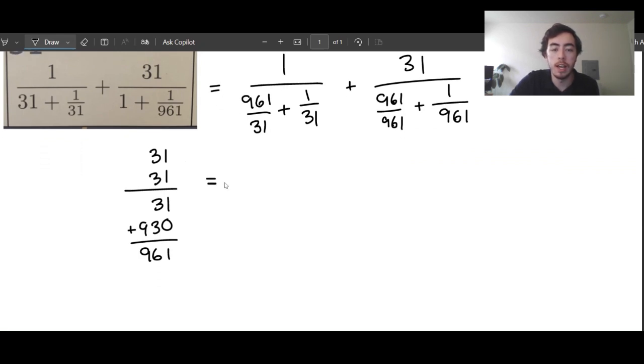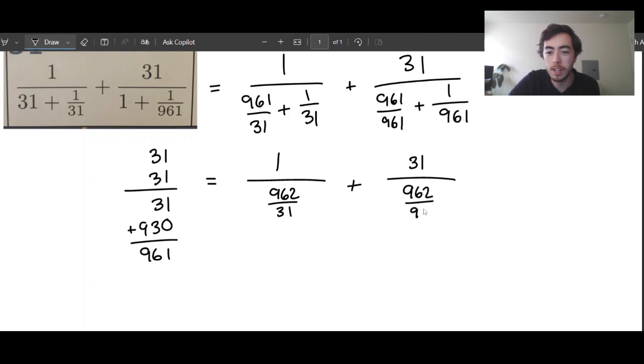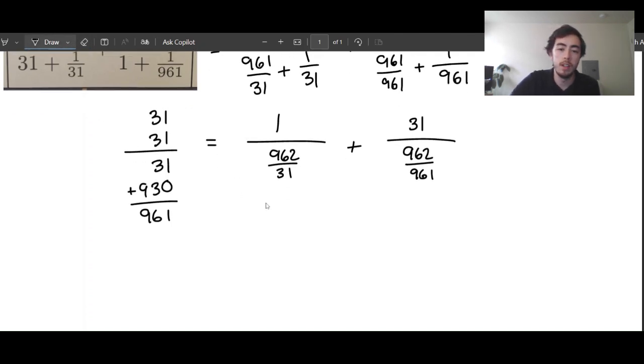Simplifying the fraction on the left, I can add the numerators and keep the denominators here. So I have 1 over 962 over 31. And trying to simplify the denominator of the fraction on the right, let's call that a 962 over 961. And again, all I'm doing is adding up these numerators and keeping the denominators the same. So with this fraction on the left, I know that I could simplify it to just 31 over 962.